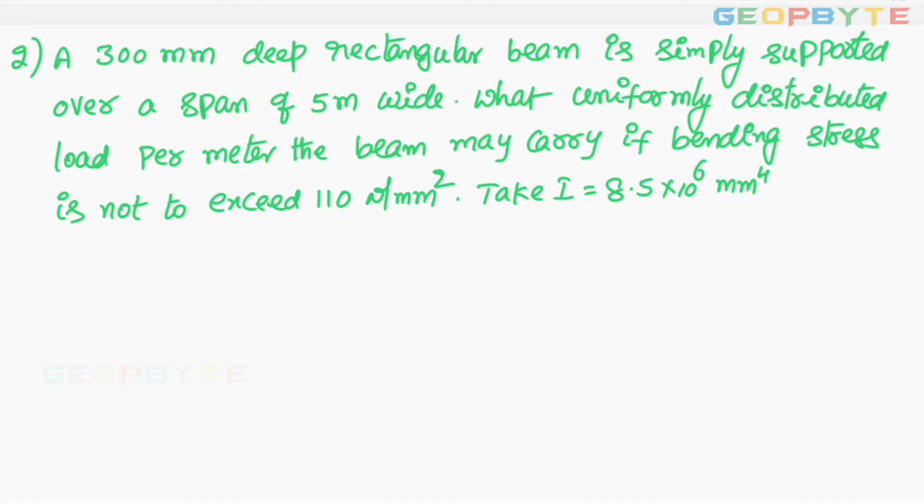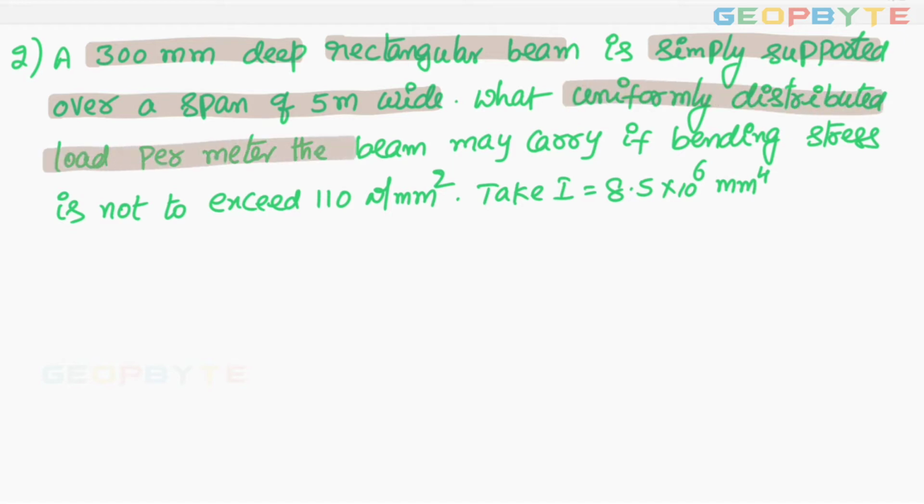Look at the second problem. A 300 mm deep rectangular beam is simply supported over a span of 5 meters length. What uniformly distributed load per meter the beam may carry if the bending stress is not to exceed 100 Newton per mm square. The moment of inertia I is given 8.5 into 10 power 6 mm power 4. Let us solve the problem.